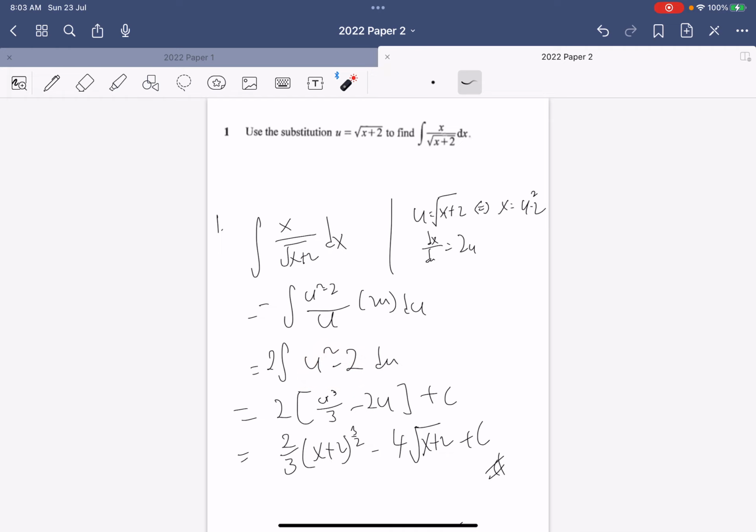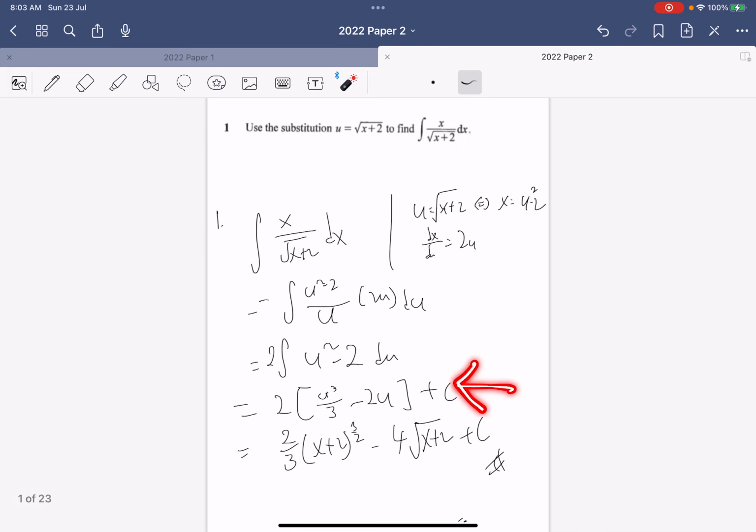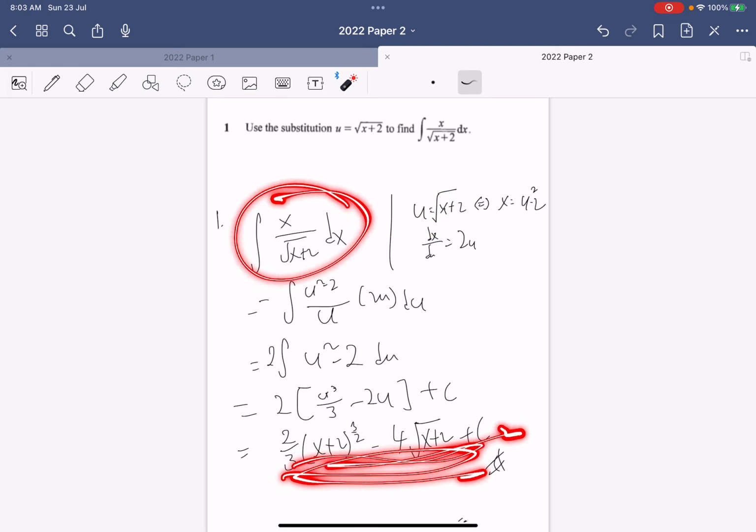Then it becomes u cubed over 3 minus 2u plus c. And now, a key step that many students forget is that you need to resubstitute back the formula for u. Because in the end, you started with an x, you need to end with an x.